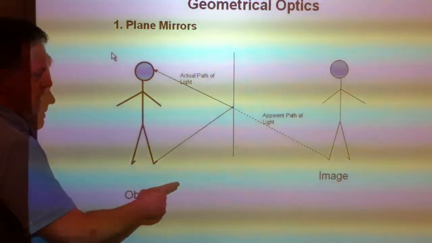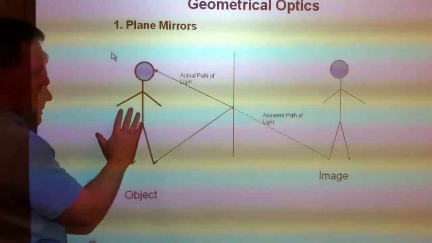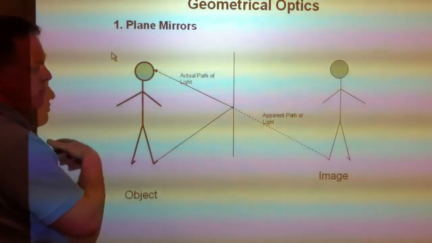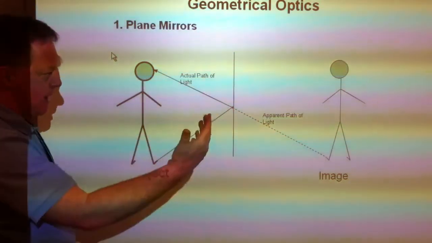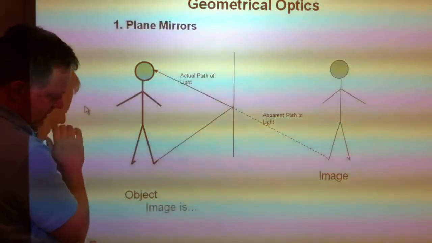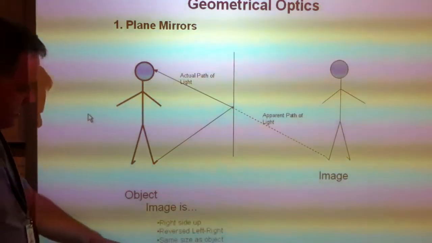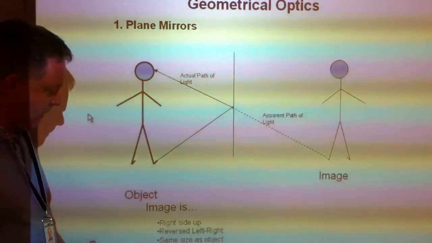And in this case, the image is right side up, okay? It's the same size as he is. It's reversed left to right. You know, when we're wearing a shirt and we read it in a mirror, it's going to be backwards, okay? And we're also, in this case, going to say it's virtual. We'll talk about what virtual and real means as we go along.